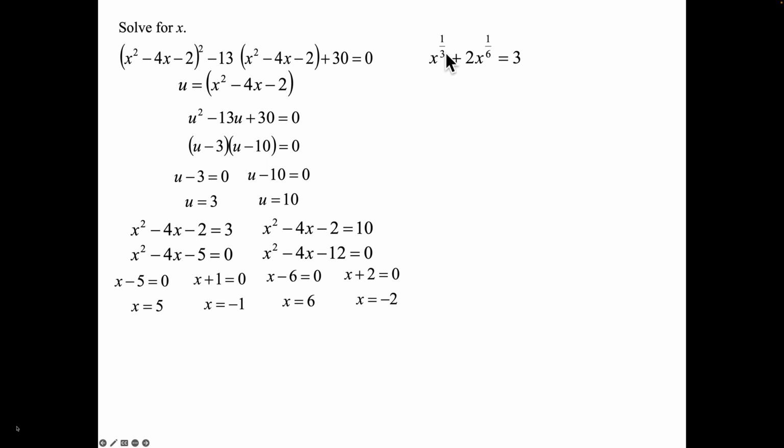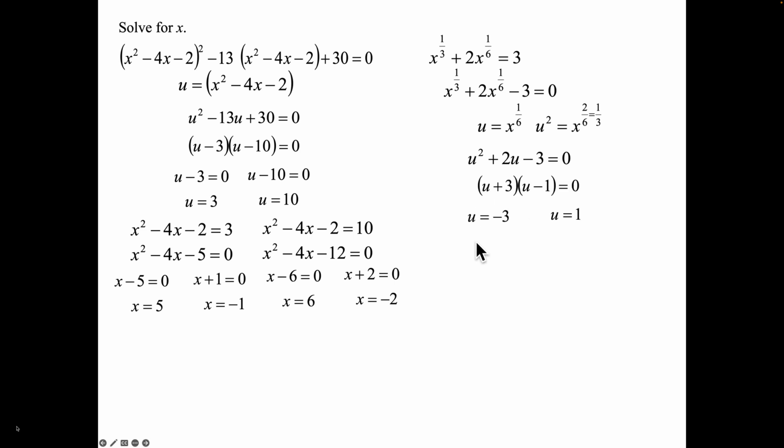All right, next problem. 1/3, 1/6. Not sure if this is quadratic because, wait a minute. Yes, it is. 1/3 is double of 1/6, because if you take 2 times 1/6, you get 2/6, which is 1/3. So therefore, u is going to be x to the 1/6. See, u squared is 2/6. You square or double this, you get 2/6, which is 1/3. This factors, how about u plus 3, u minus 1, u equals negative 3, u equals 1.